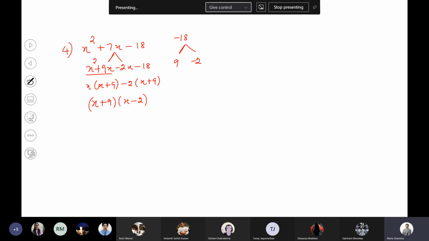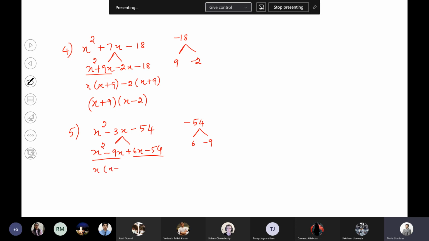Question number 5, x square minus 3x minus 54. So look at the product of this, minus 54. So look for two numbers, 6 and minus 9. Very good. So 6 and minus 9. So if you split this minus 3x as minus 9x plus 6x, you will get four terms where you can group the two terms and take the common factors out.